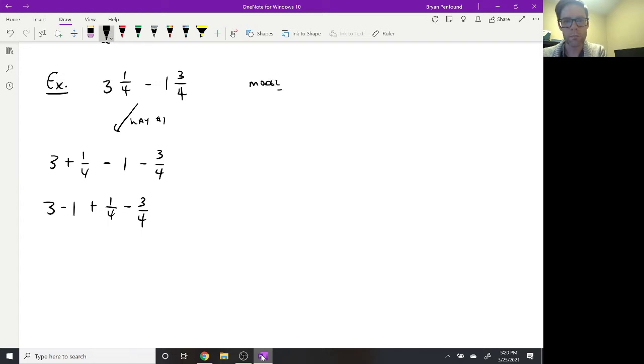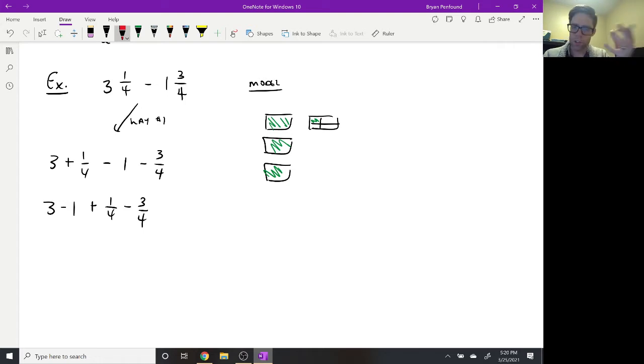So we're going to model the minuend, which is 3 1/4. So here's our 3 wholes. And let's divide our last shape into quarters. So we have 3 1/4. So what we want to do now is take away our 1 whole and take away our 3/4.